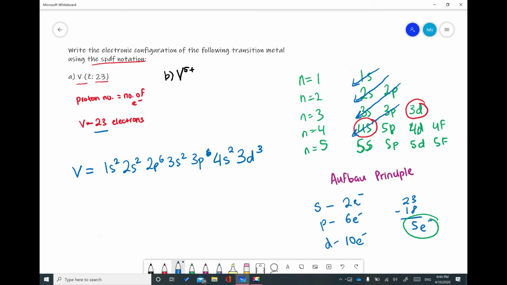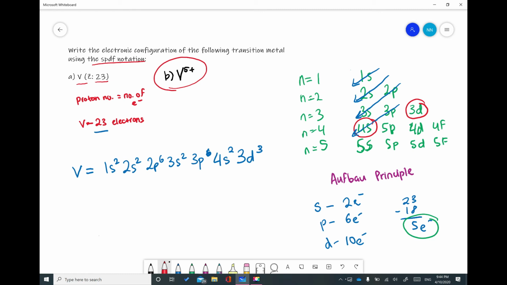If you have a monoatomic ion, for example question B here, it says vanadium 5+. When it becomes a vanadium ion with a positive charge, it has lost 5 electrons. It's the same concept we've learned before: the atom loses electrons from the outermost shell.